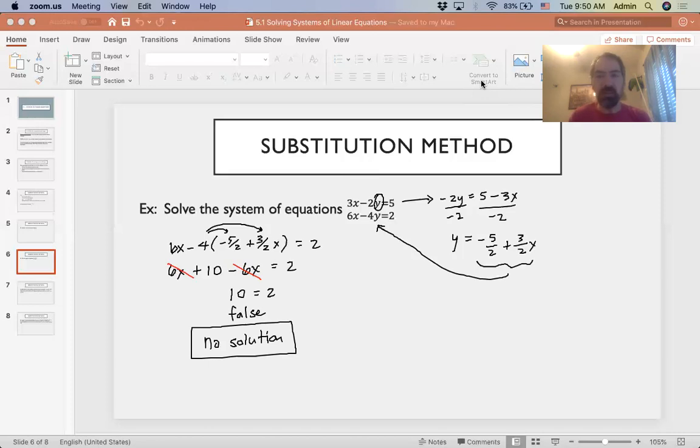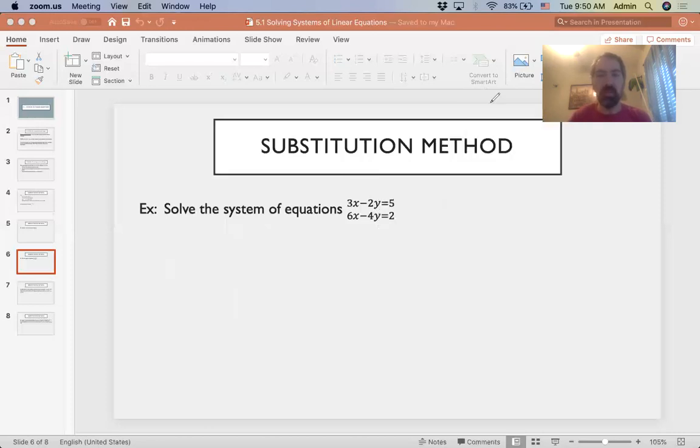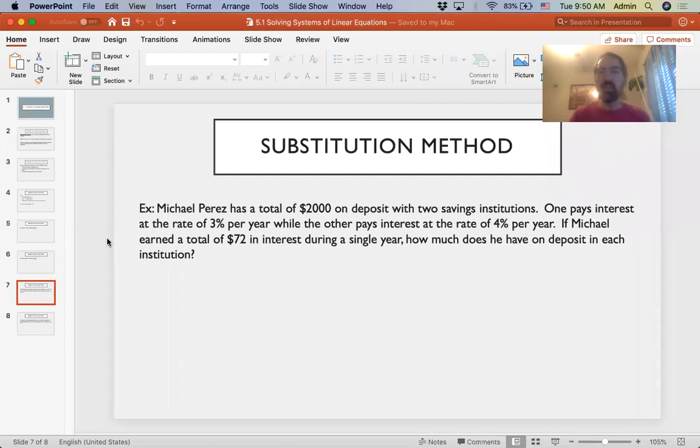So those are some examples of just a regular substitution method with these algebraic examples. What about if we had some applications here? They'll work the same way. The only difference is we will need to formulate our system of equations. In this example, we have Michael that has a total of $2,000 on deposit with two savings institutions. One institution pays interest at the rate of 3% per year, while the other one pays interest at the rate of 4% per year. If Michael earned a total of $72 in interest during a single year, how much does he have on deposit in each institution?